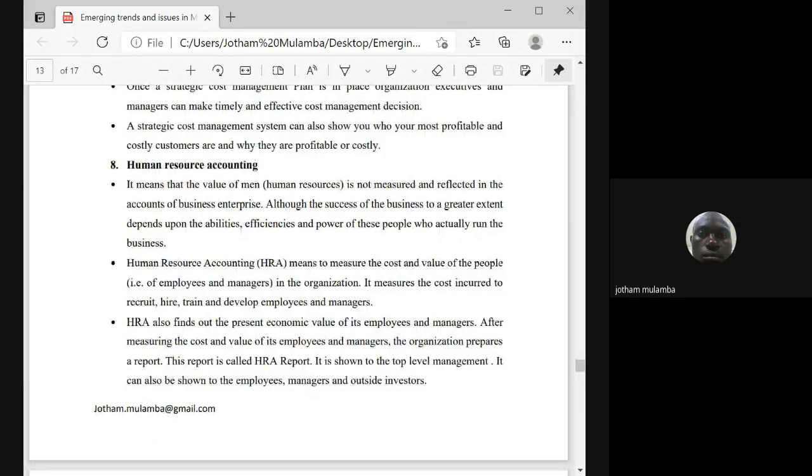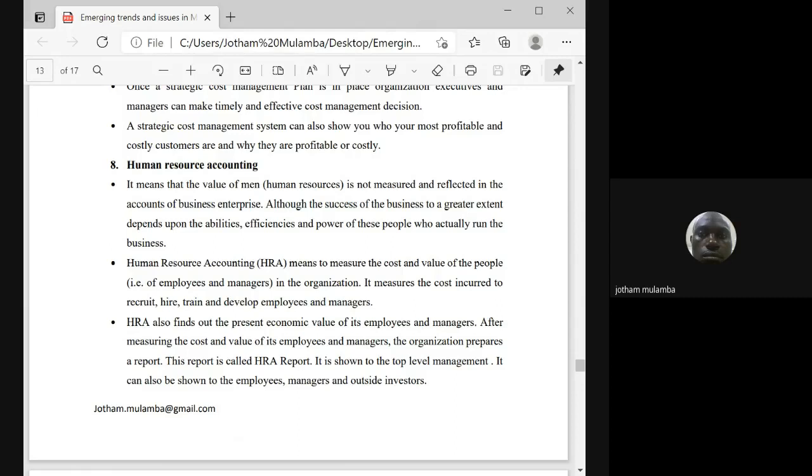Then we have human resource accounting. When you talk of human resource accounting, it's a branch of accounting, and it deals specifically with human resources. In an organization, we will have employees. Those employees, how do we account for them? How do we look at the value of those employees? How do we make sure that those employees can produce at an optimum level? So in that case, we will be applying human resource accounting.